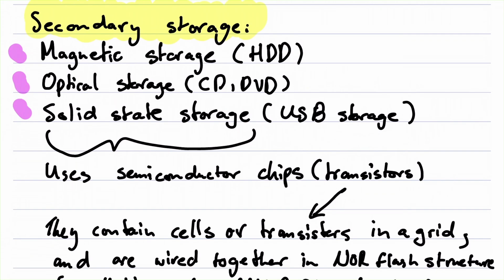So transistors are actually very small for the most part. Okay, you can have larger transistors, but for the most part they're very small. And so you have literally billions of these at any time within your solid state storages, so that you can have enough space.